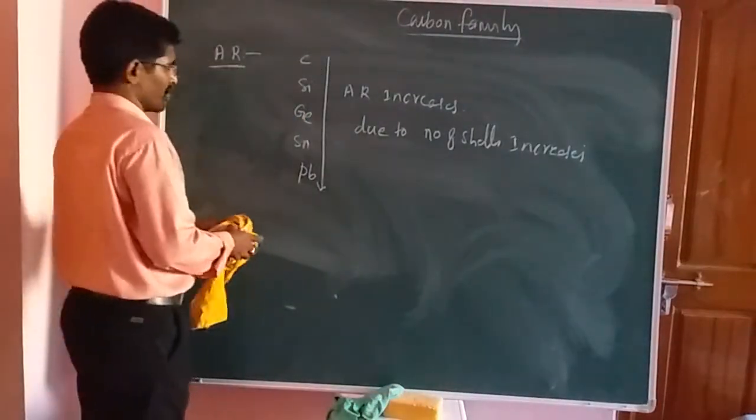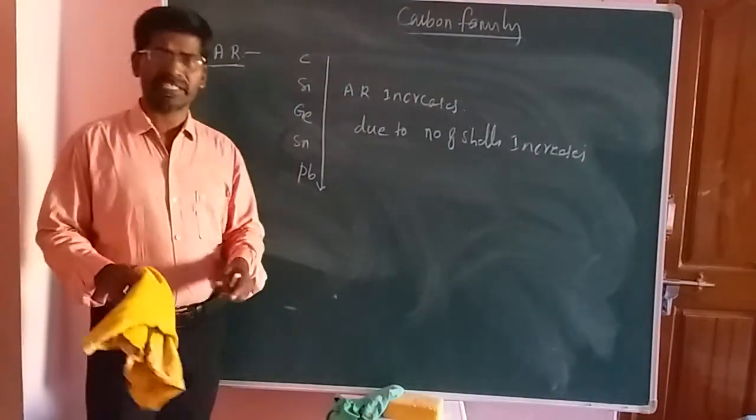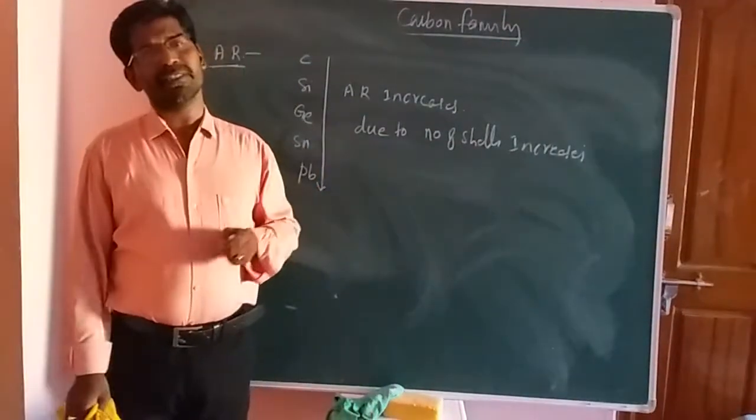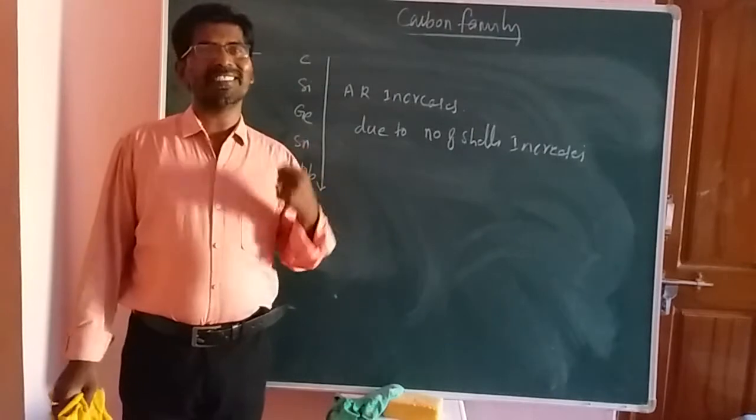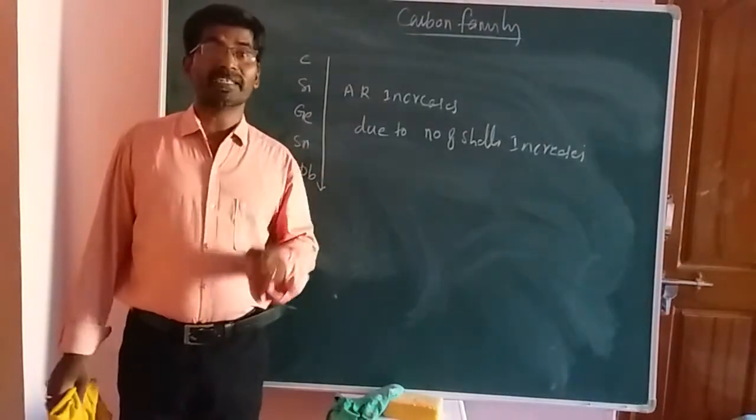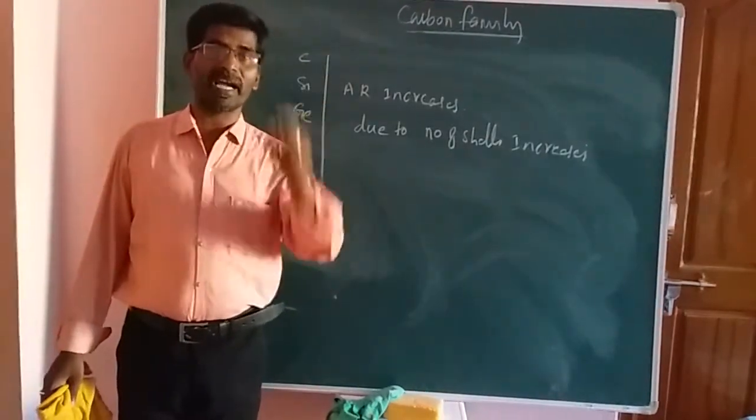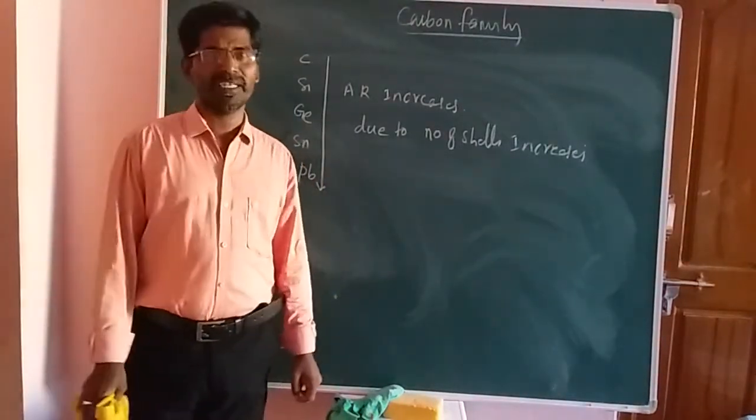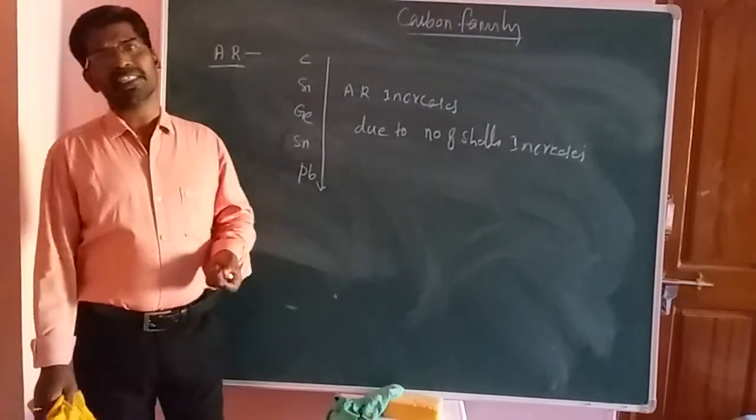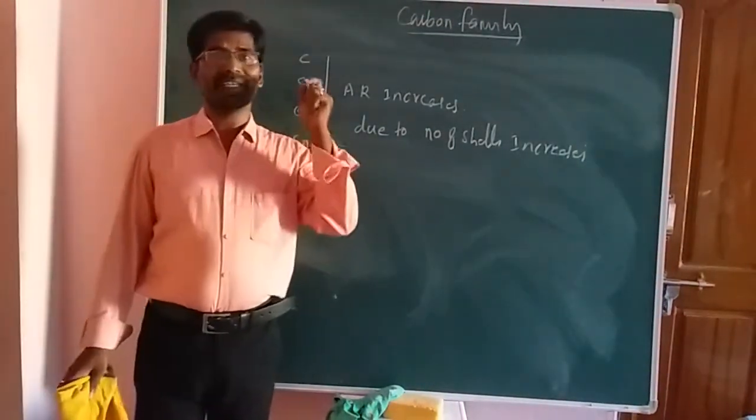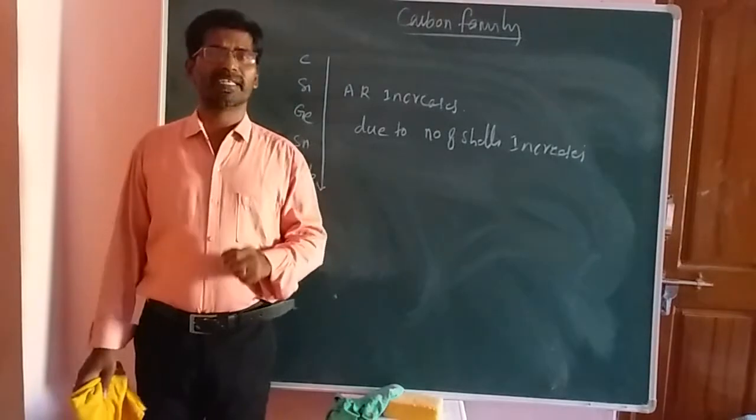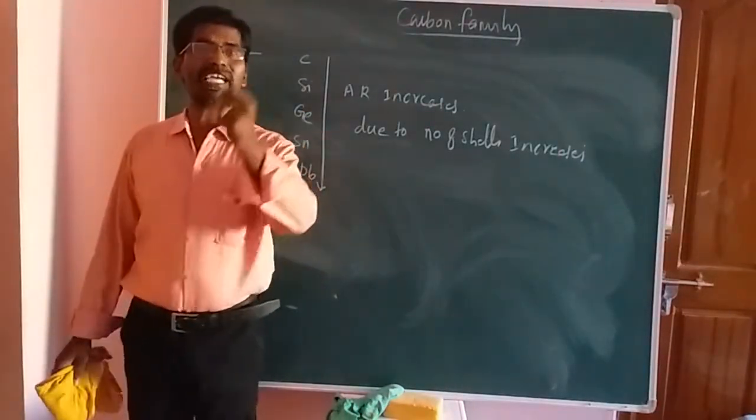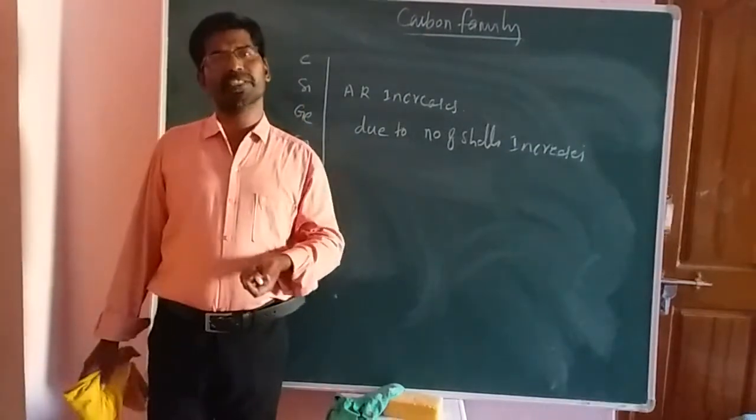Next, we will talk about ionization enthalpy. What is meant by ionization enthalpy? Ionization enthalpy means the minimum amount of energy required to remove one electron from the outermost orbital of an atom. That atom should be present in the isolated gaseous state. Are you clear now? Once again, this is called ionization potential.